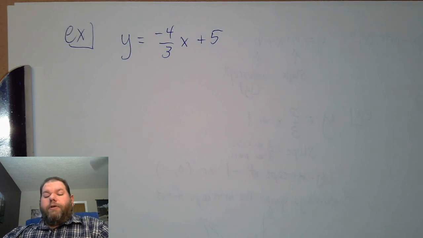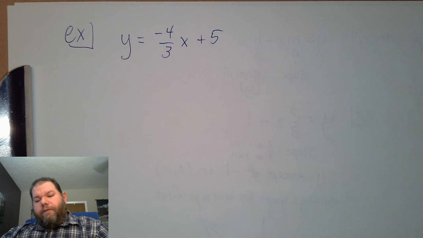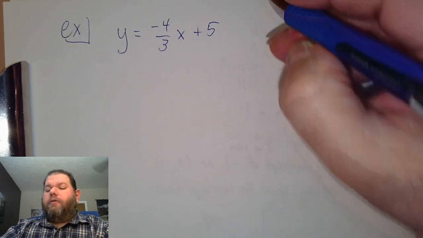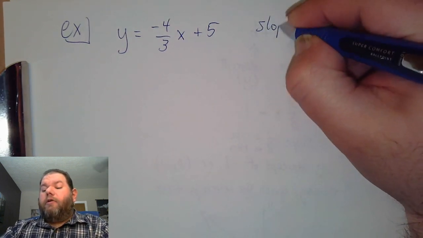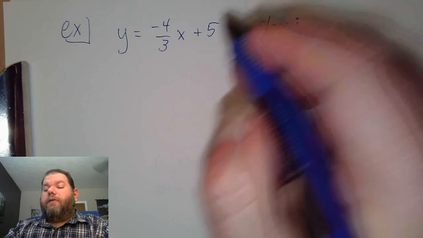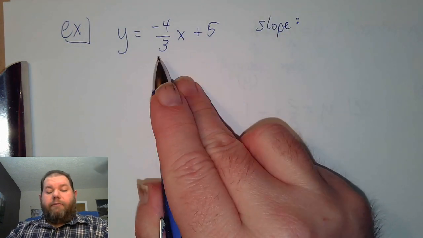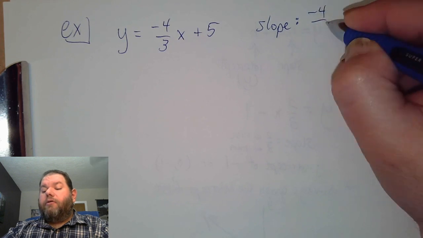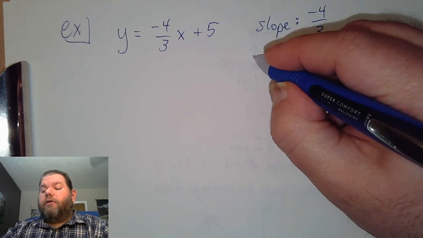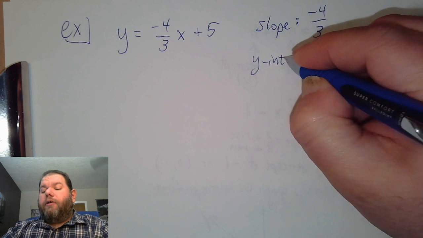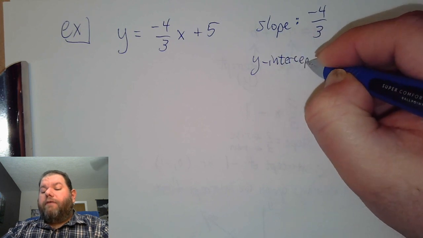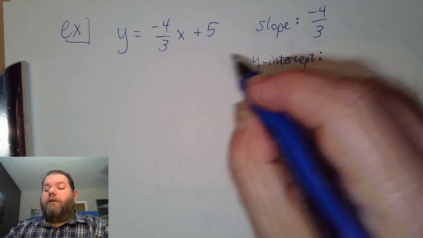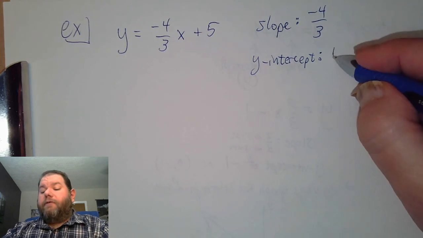Okay, this is y equals negative 4/3 times x plus 5. So the slope, in this case, is whatever's in front of x, which is negative 4/3. And our y-intercept is whatever constant follows x, which is our plus 5.